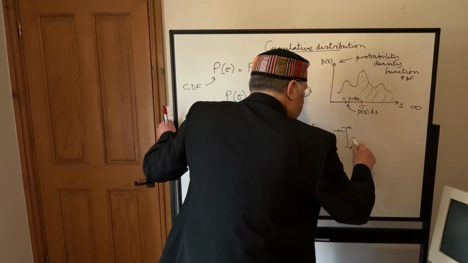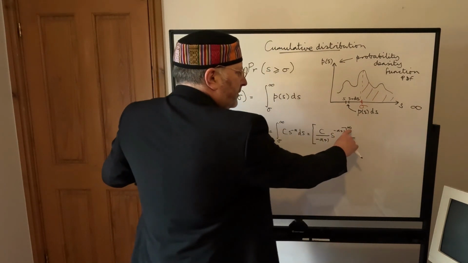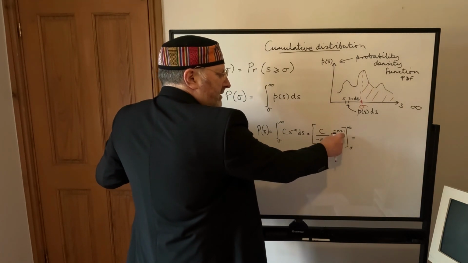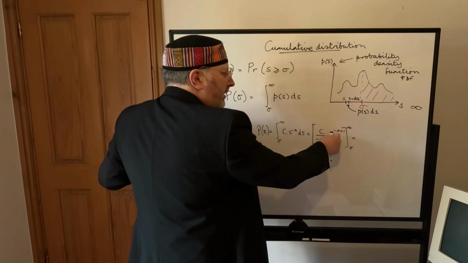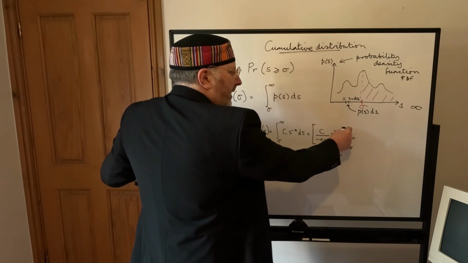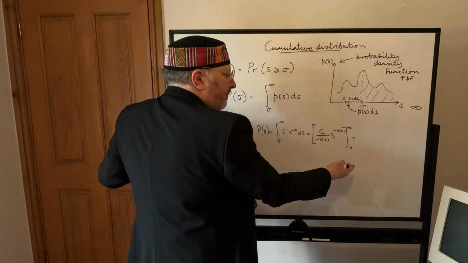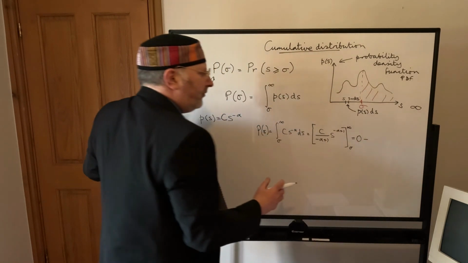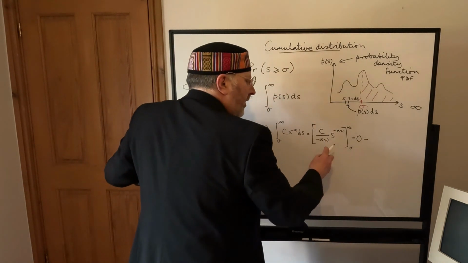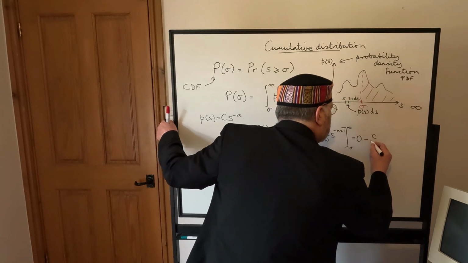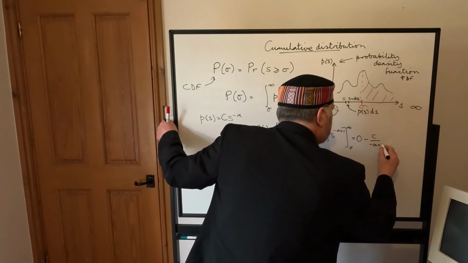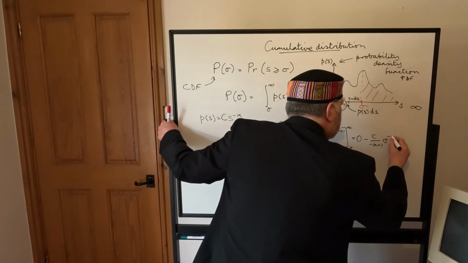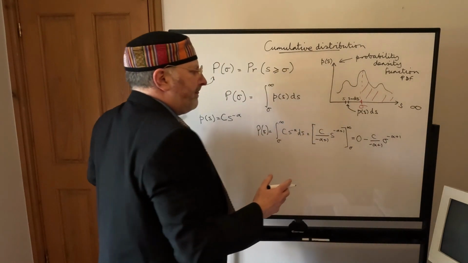And that is equal to, well, when we put in infinity, s to the minus alpha plus 1, that's 1 over infinity, so it will be 0. So we've got 0, and then we've got minus c over minus alpha plus 1 times s, which is now sigma, to the minus alpha plus 1.